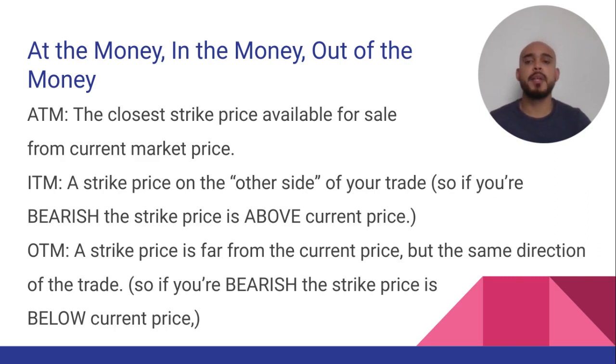So for an in the money put option, the strike price is on the other side of your trade. So if you're bearish, the strike price is above the current price. So you're agreeing to sell at a strike price that's above the current market price. So therefore, in the money put options have higher premiums because it's a good deal for the person buying it, and the seller has to get compensated somehow, so the premium tends to be noticeably higher.